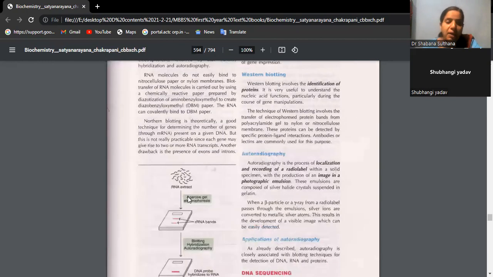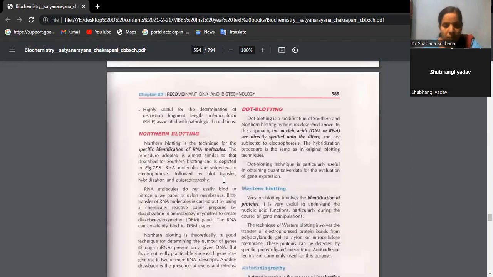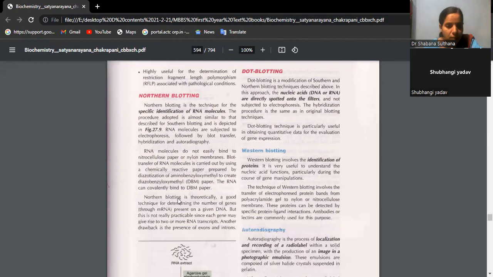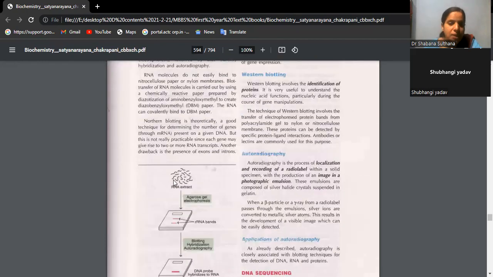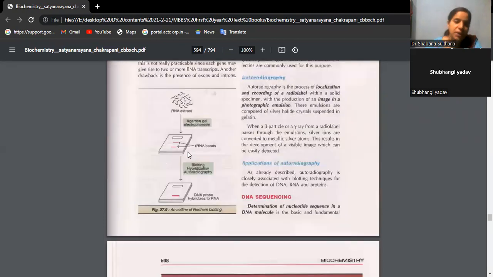Then we have another technique called the Northern blotting method. Why do we use this? For the identification of which molecule? RNA. So this is an RNA extract, the same way we extracted DNA. Now we are extracting RNA and again fixing it in an agarose gel.